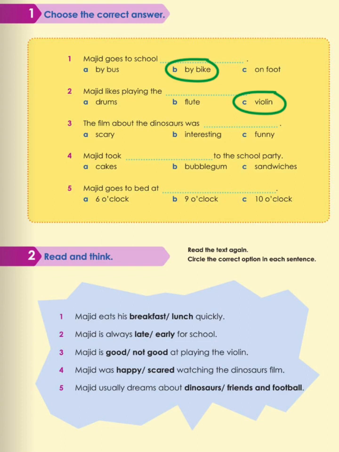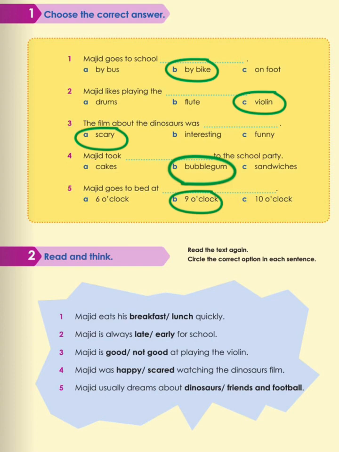3. The film about the dinosaurs was scary, interesting, or funny? Correct, scary. Number 4. Majid took cakes, bubblegum, or sandwiches to the school party? Yes, he took bubblegum. Number 5. Majid goes to bed at what time? 6 o'clock, 9 o'clock, or 10 o'clock? Correct, 9 o'clock.